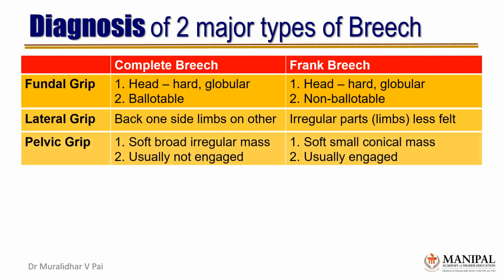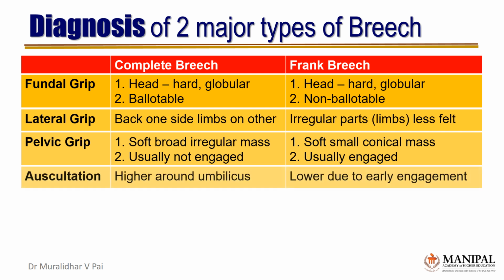Pelvic grip will show a soft, broad, irregular mass in a complete breech, usually not engaged because it is irregular, whereas in frank breech it's a soft, small conical mass, usually engaged. On auscultation, the heart sounds are heard at a higher level in a complete breech because it is usually unengaged, whereas they are heard at a lower level in frank breech because it easily engages.